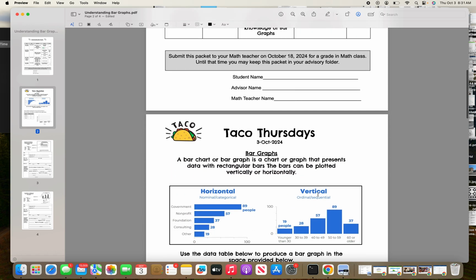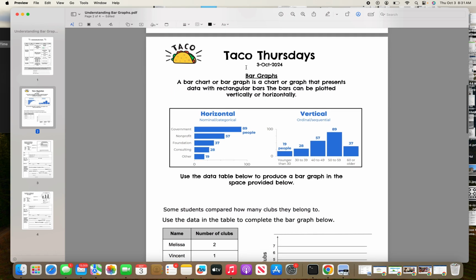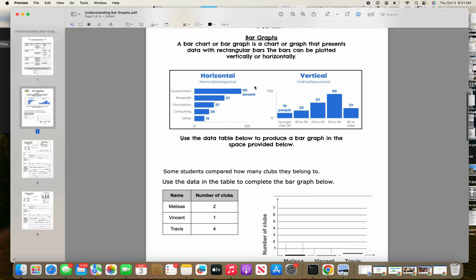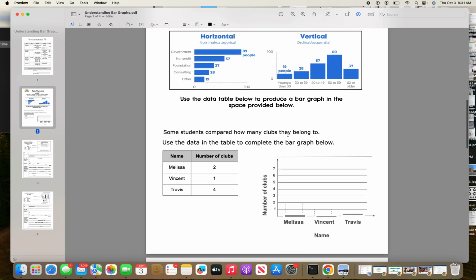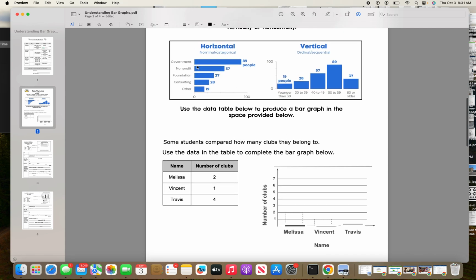All right. Let's jump right in. Taco Thursdays. Remember, TACO stands for title, axes, chart type, and then observations. All right. What do we learn about bar graphs? Well, with a bar graph, we use columns or rows, right? So we use these bars to signify how much a particular category has. All right. Let's go ahead and remember that bar graphs can be horizontal or they can be vertical. Vertical is up and down, horizontal is left and right.